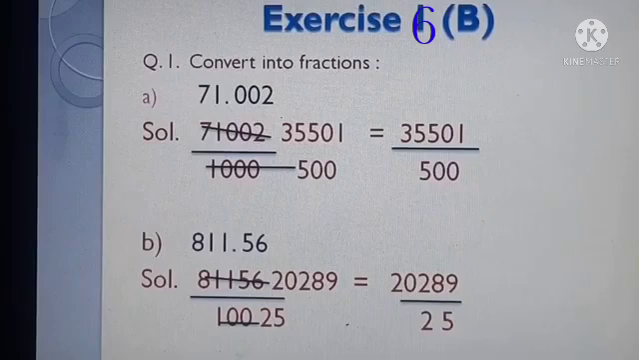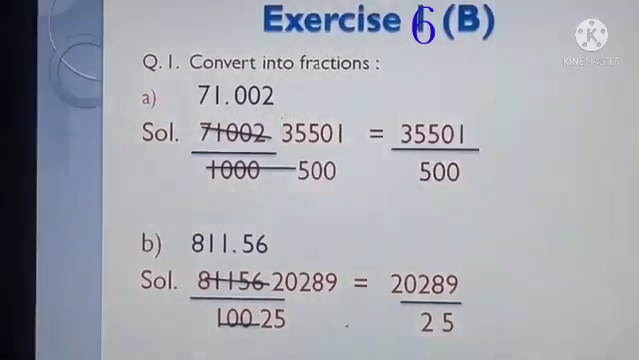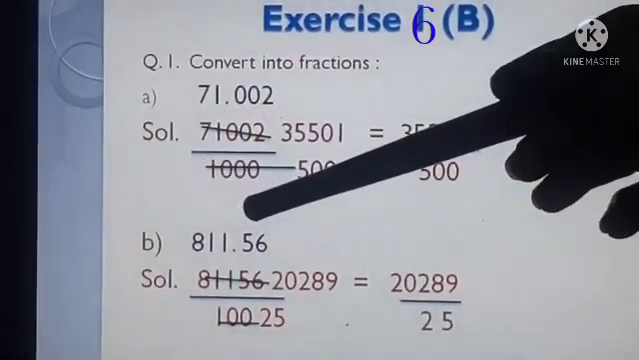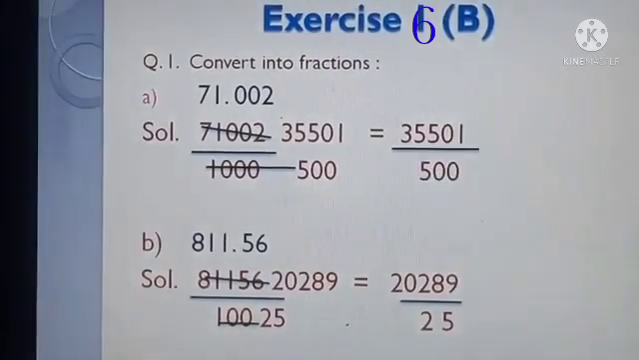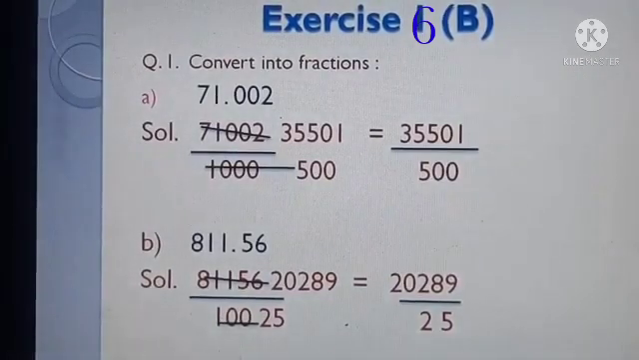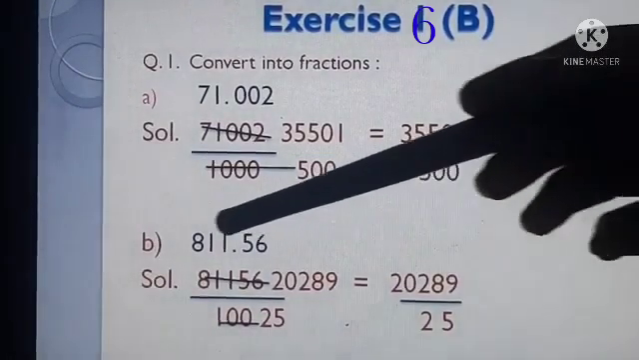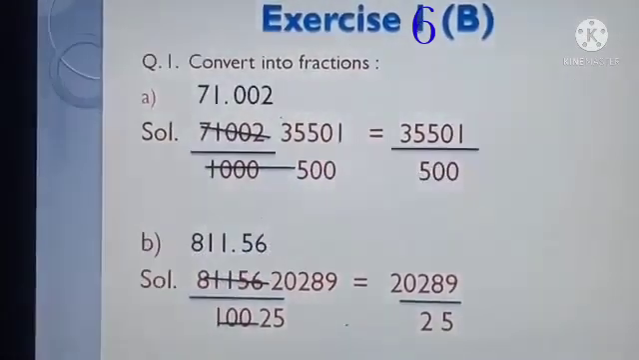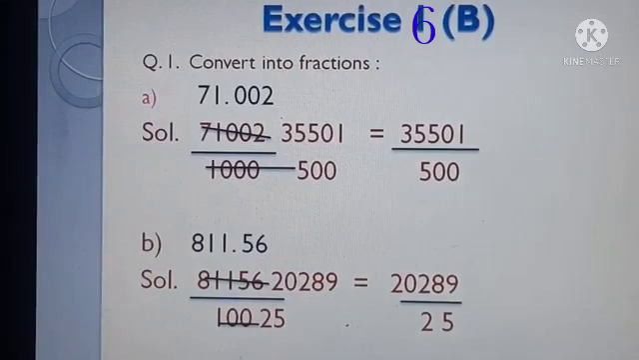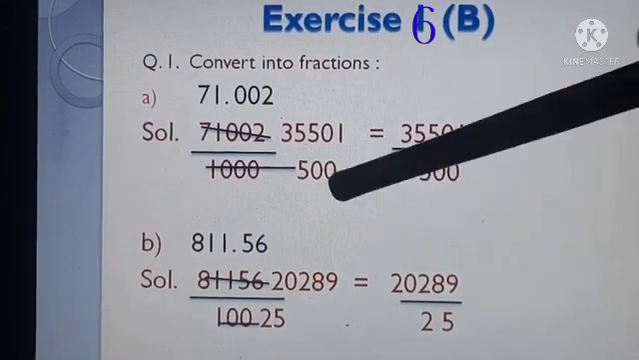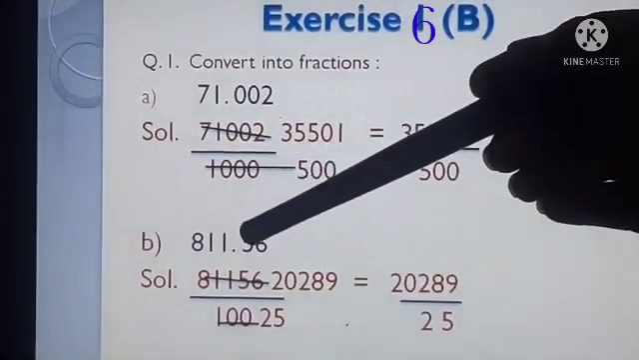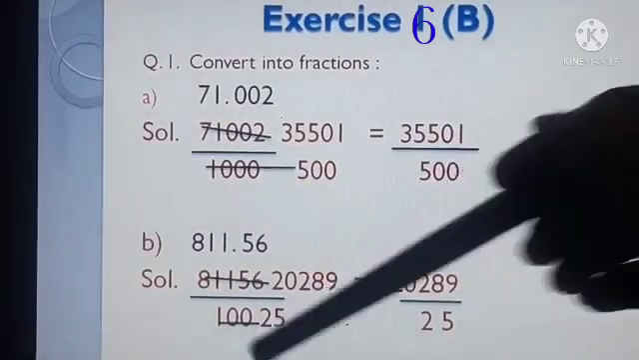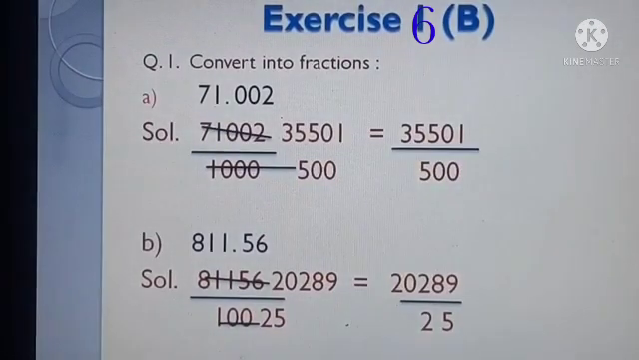It will become our answer. Right? Now let's start the B part: 811.56. What is our first step? To write it in the form of a fraction, we will write down the number without decimal, 81156 upon 1, and with 1 how many zeros? 1 and 2. So it will become 100 as the denominator.